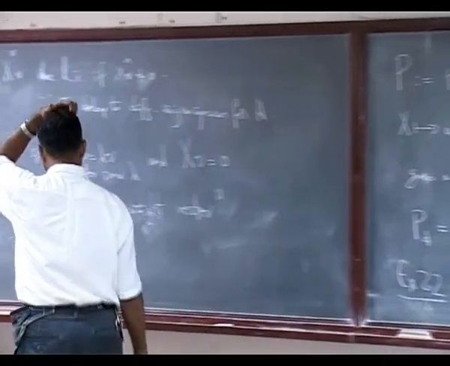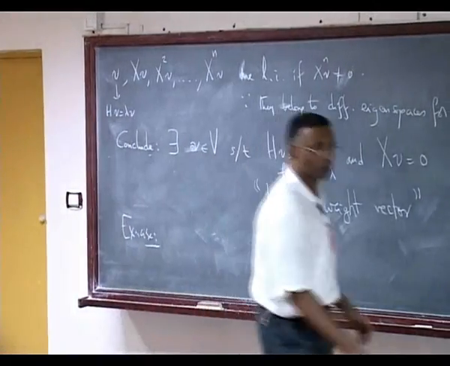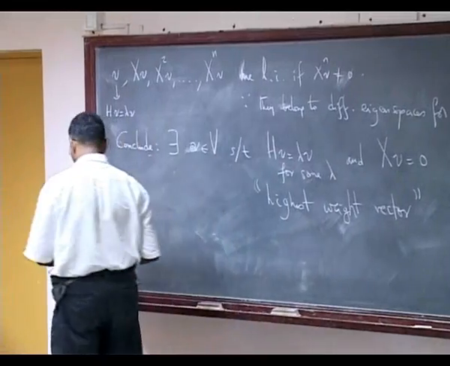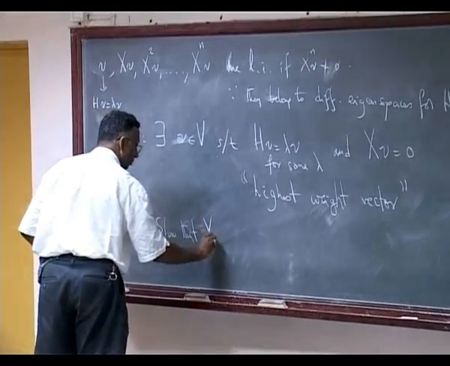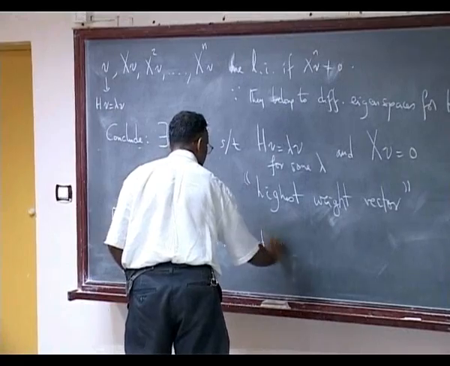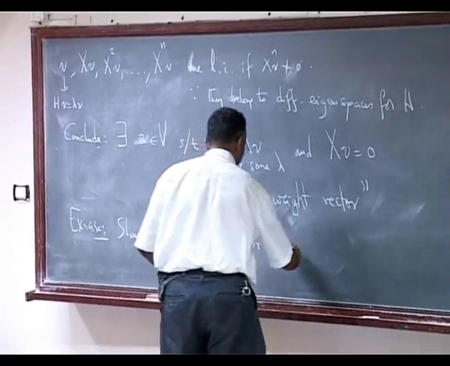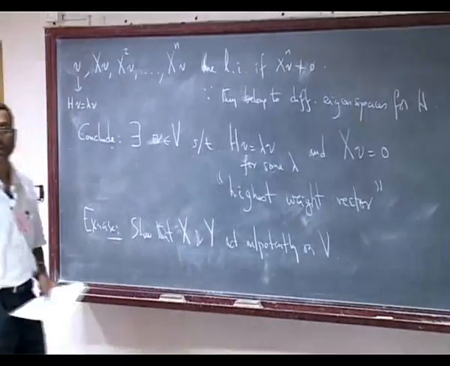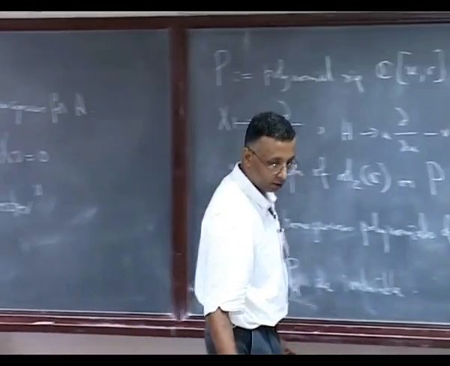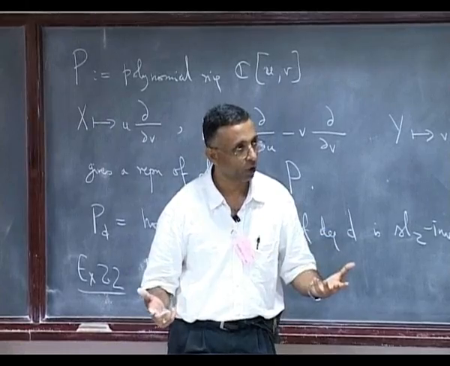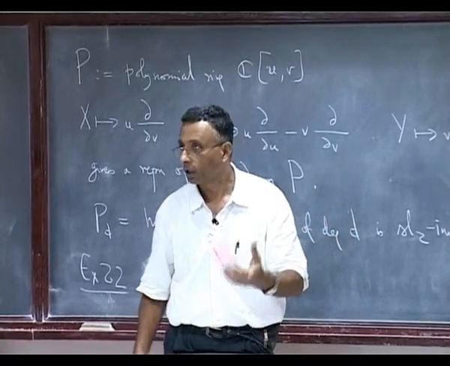So here is another exercise. Show that x and y act nilpotently on V. If you use theorems, let me mention here that there is something called the preservation of Jordan decomposition that Upendra will start talking about, and I will continue.